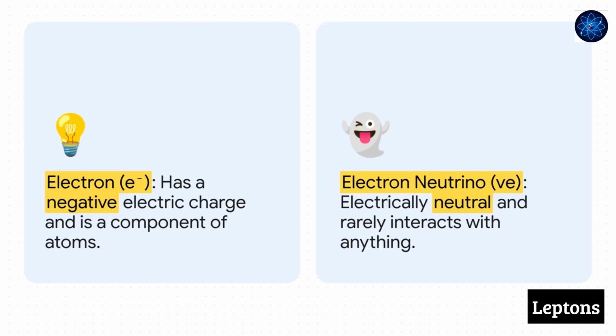Then you have its partner, the electron neutrino. It's got no charge, and it is incredibly antisocial. I mean, billions of them are zipping through your body right this second, and you don't feel a single thing. They just don't like to interact with anything.